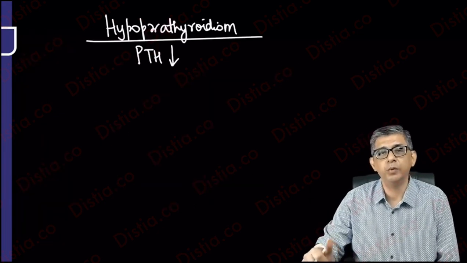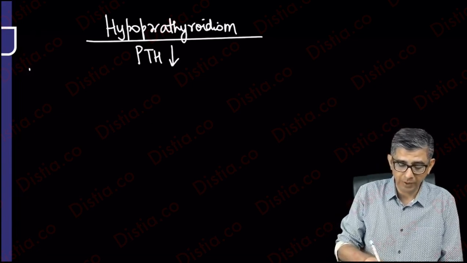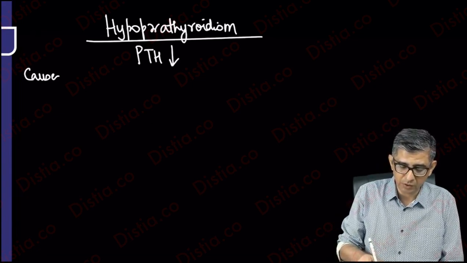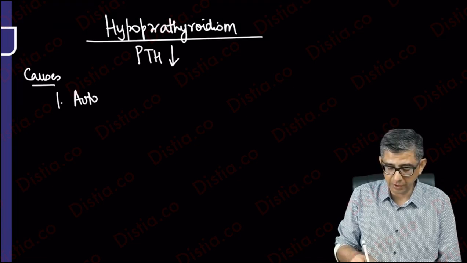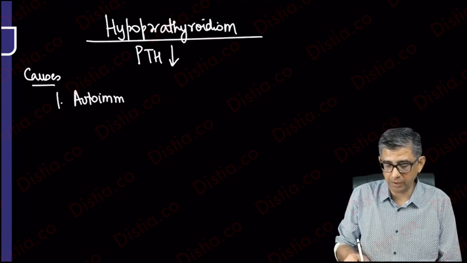Next up, we'll talk about hypoparathyroidism, where PTH values would be lower. So let's first summarize the causes why PTH would be lower. The first reason why there is a decreased PTH production is due to autoimmunity.